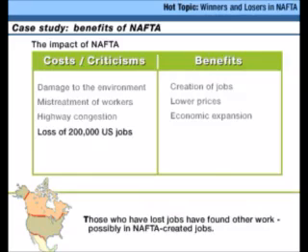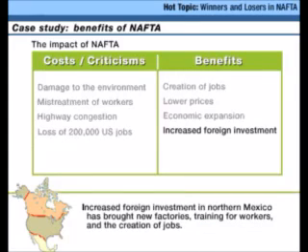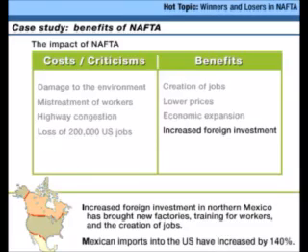Meanwhile, foreign investors from Asia, as well as investors in the United States, have put a lot of capital into northern Mexico, building factories, training workers, creating jobs. And exports from northern Mexico into the United States have increased by about 140% since NAFTA was enacted. These new jobs and new prosperity are undoubtedly leading to political stability in Mexico, which is a great thing for the United States to have along its southern border.